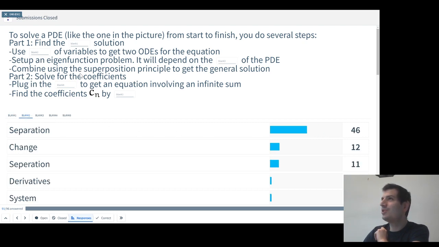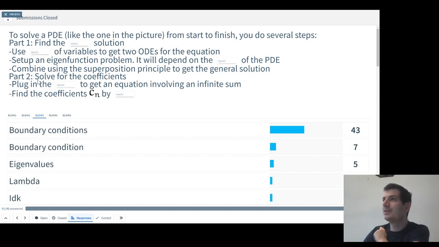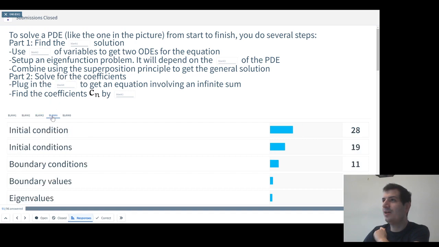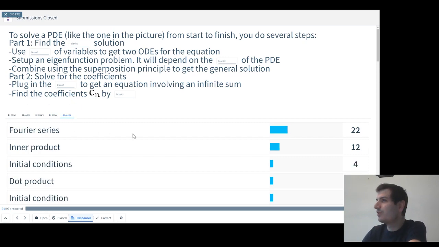Use separation of variables to get two ODEs for the equation. Set up an eigenfunction problem. It will depend on the boundary conditions of the PDE. Combine using the superposition principle to get the general solution. Part two, solve for the coefficients. Plug in the initial condition to get an equation involving an infinite sum. And the last part, find the coefficient Cn by Fourier series.